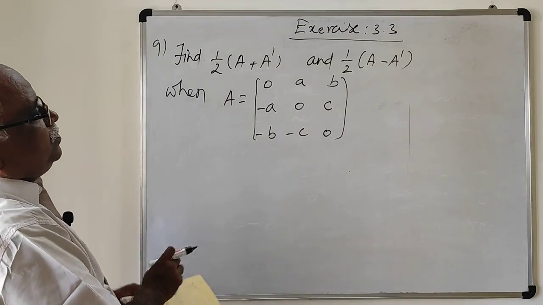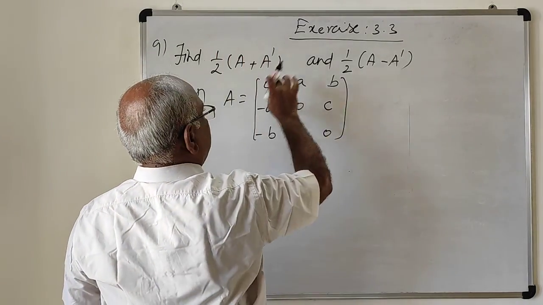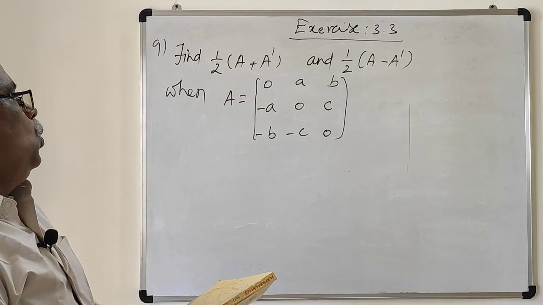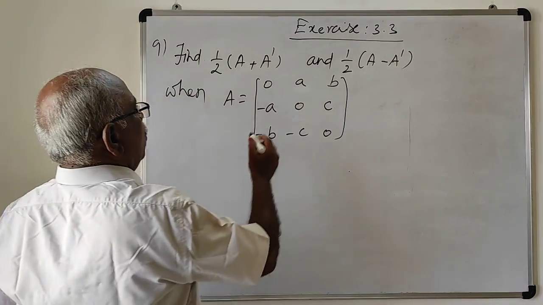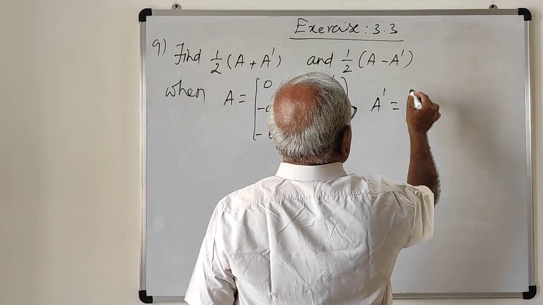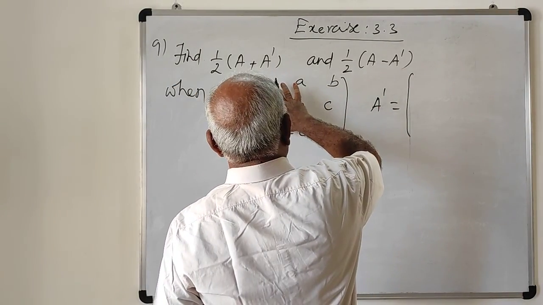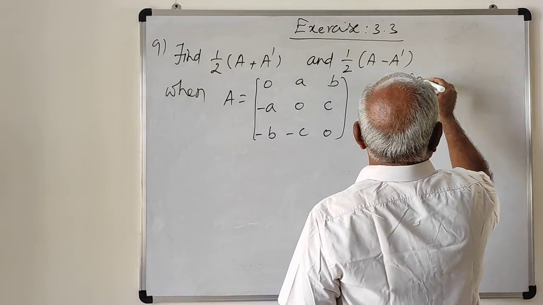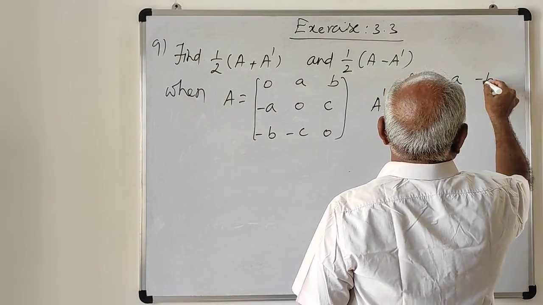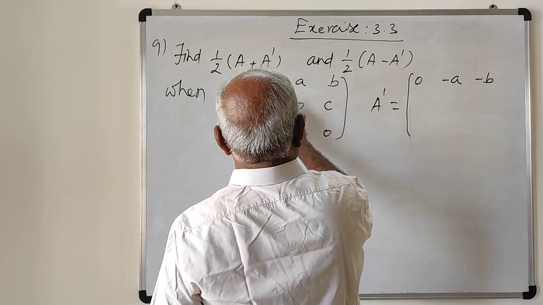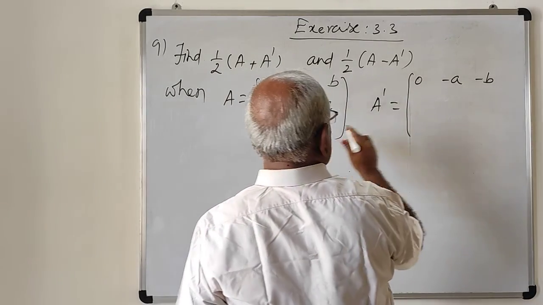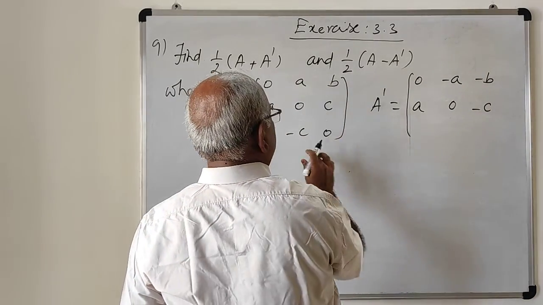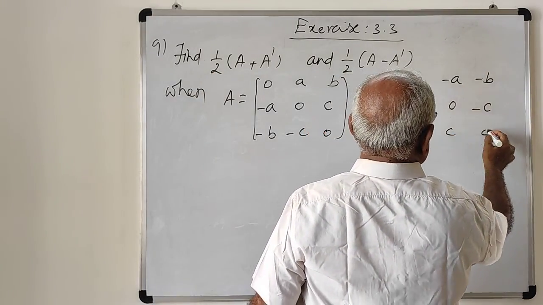Half of A plus A dash means we have to find the symmetric matrix of A, and half of A minus A dash is the skew symmetric matrix. So, what is A dash? Straight away, if you interchange the columns into rows, the first column 0 minus a minus b becomes the first row, the second column a 0 minus c becomes the second row, and the third column b c 0 becomes the third row.